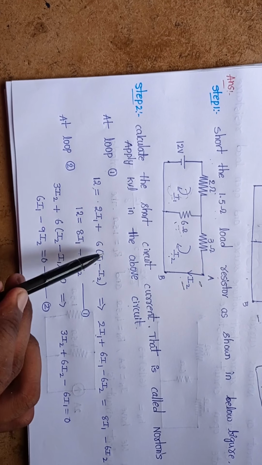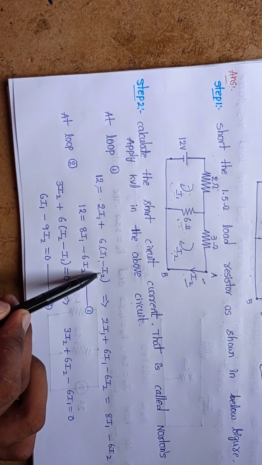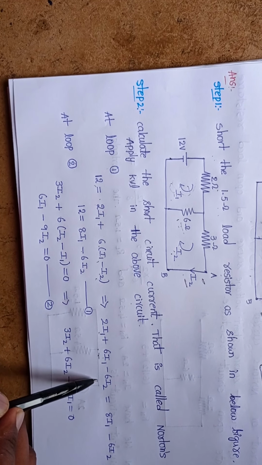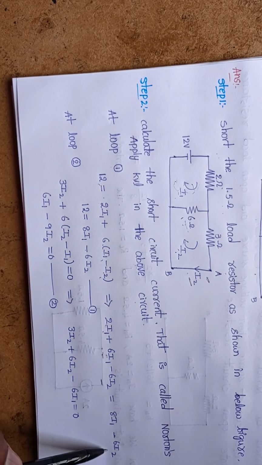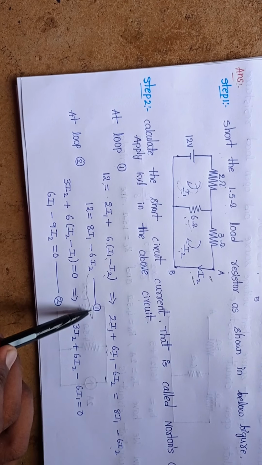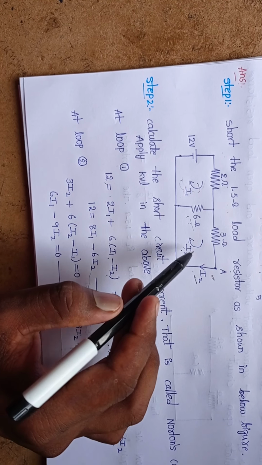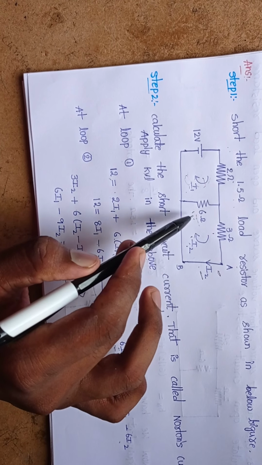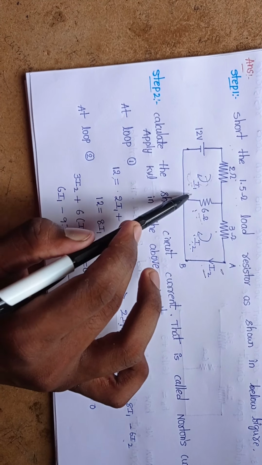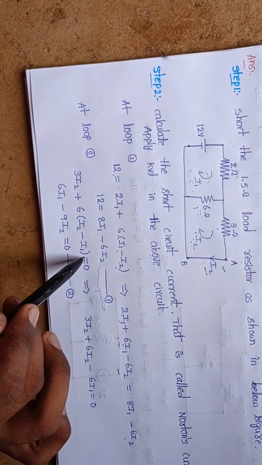2I1 plus 6I1 minus 6I2. Here, 2I1 plus 6I1 is 8I1, minus 6I2. This is equation number 1. Next, apply KVL in the second loop. That is 3I2 plus 6I2 minus 6I1 equal to 0. And this is the second equation.